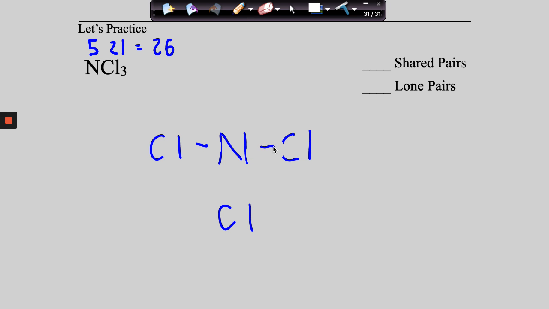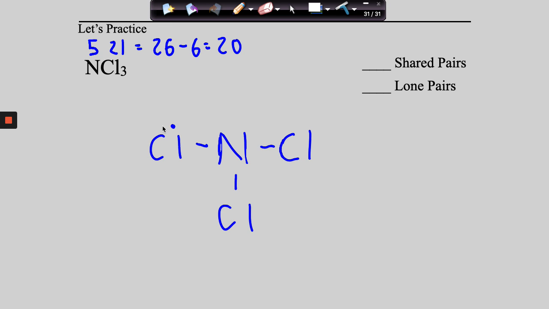Okay, so there we go. And we've already used 6, and that leaves us a total of 20. So that means we now need to get these 20 valence electrons around this molecule. And looking at step 3, we spread them evenly around the molecule. But remember, guys, we fill up the halogens first.